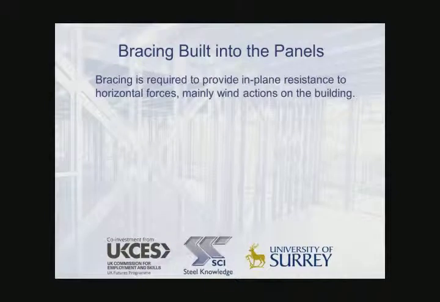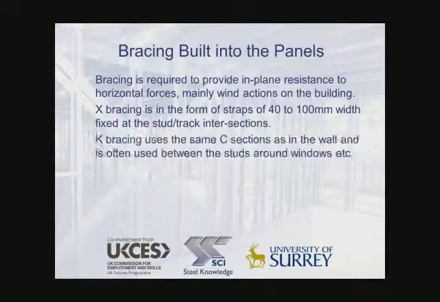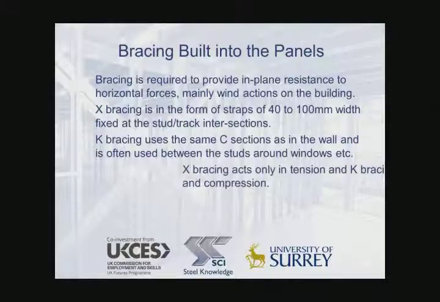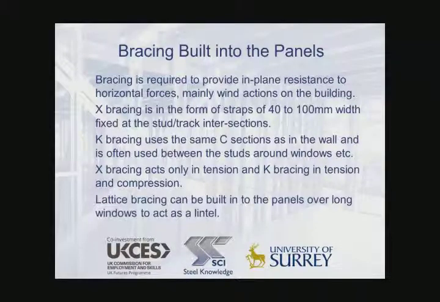Bracing is built into the panels to provide in-plane resistance, particularly to wind action. X-bracing is in the form of straps of 40 to 100 mm width, which is fixed at the corners of the panels. K-bracing uses the same C-sections as in the wall and is often used between the studs around windows. X-bracing only acts in tension, whereas K-bracing can act in tension or compression. Lattice bracing can be built into the wall panels over long windows to act as a lintel.